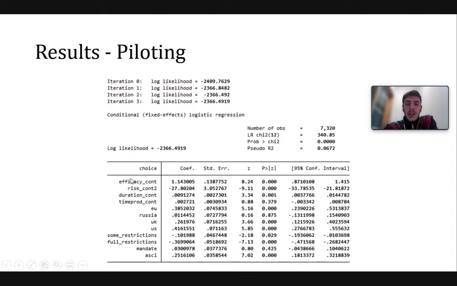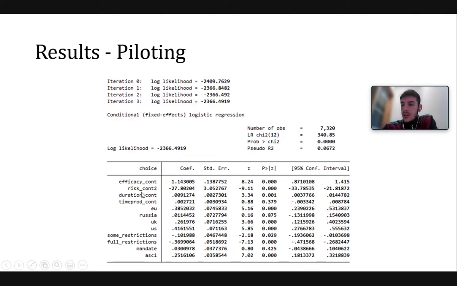Okay. So let's look at the efficacy, for example. What we expect is that the higher the efficacy, the higher will also be the willingness to get the vaccine. And this is indeed what we found here, okay? So this is positive, it is statistically significant, and so we can reject the null hypothesis that efficacy is not an important determinant of the vaccination choice.